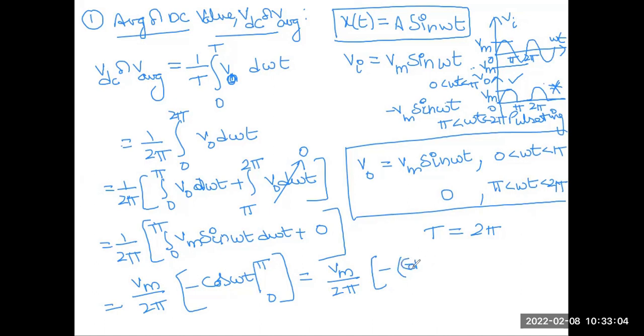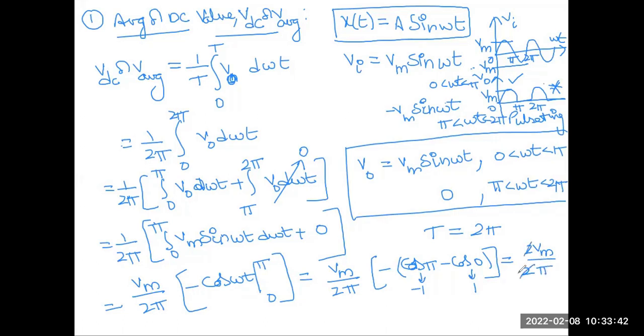So it is like cos pi minus cos 0, right? So what is cos pi? Minus 1. What is cos 0? 1. So it is minus 1 minus 1. What is it? Minus 2. Minus of minus 2 is 2. So finally this is simply equal to 2 Vm by 2 pi. Yes or no? Yes, ma'am.